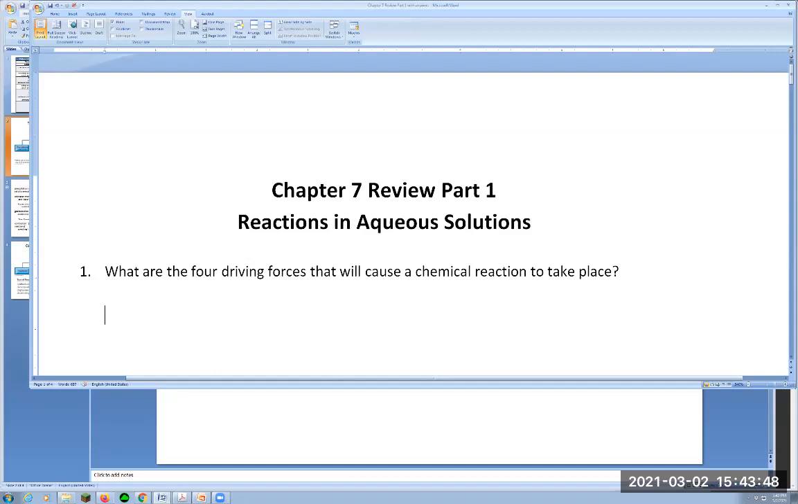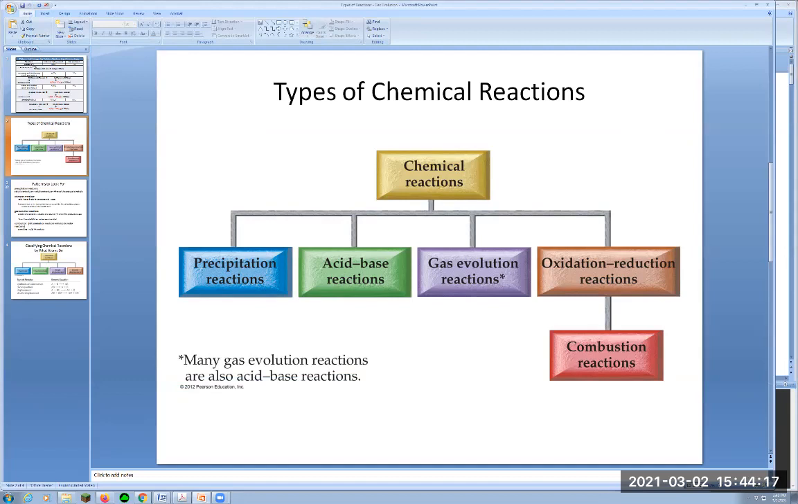So question 1, what are the 4 driving forces that will cause a chemical reaction to take place? So there are typically 4 driving forces that will make a reaction happen. They will proceed, if you will. They will not just wait. These reactions will happen when you have these forces. And for each driving force, it will refer to one of these types of reaction.